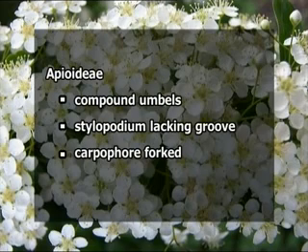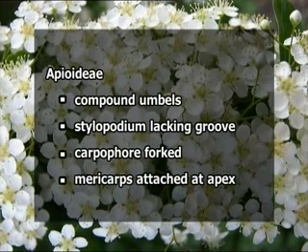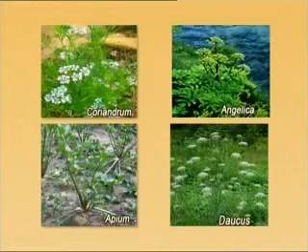Carpophores are here forked and the mericarps are attached at its apex. The subfamily Apioideae is represented by common genera like Coriandrum, Angelica, Apium, and Daucus. The Saniculoideae and Apioideae, the two subfamilies that I have mentioned, together they can also form a clade.